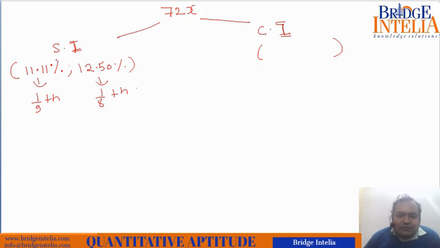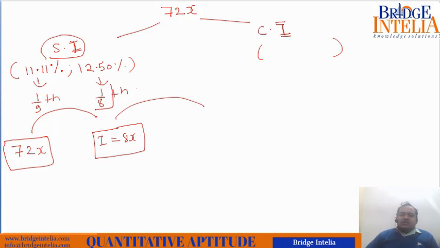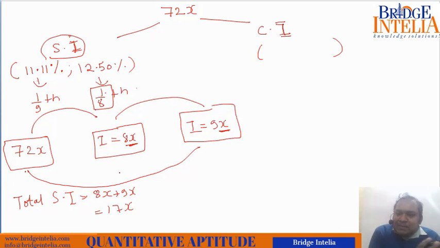So how much simple interest have you earned? Please understand. You deposited 72x. First year, what is the interest? 1 by 9th of 72x, which is equal to 8x. Next year, what is the interest? Since it is simple interest, interest is always calculated on the original deposit. So next year, the interest that you are going to earn is 1 by 8th of the original deposit. Original deposit is 72x. So 1 by 8 of 72 means 9x. So total SI that you would be earning is 8x plus 9x, that is equal to 17x. So this is the total simple interest you would earn.